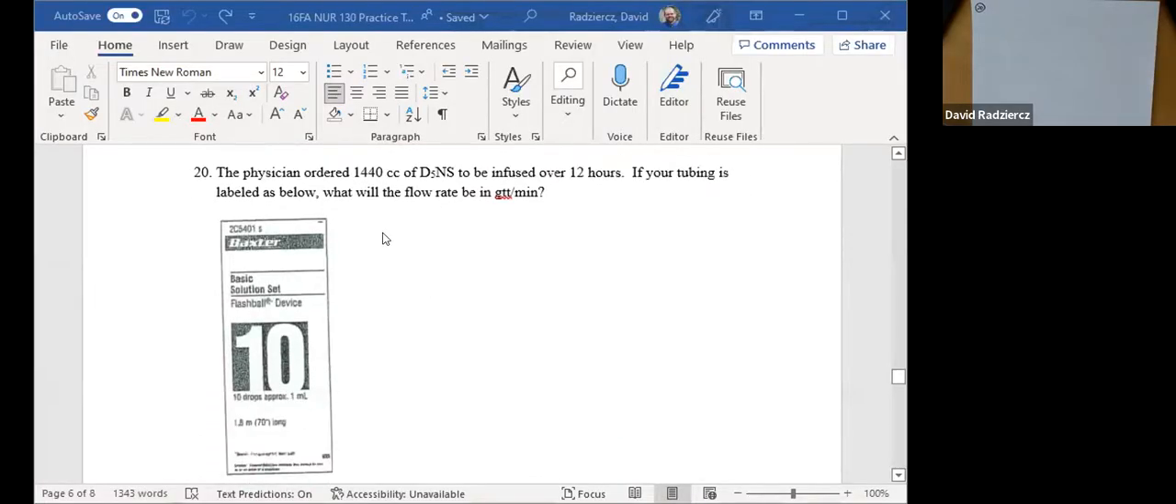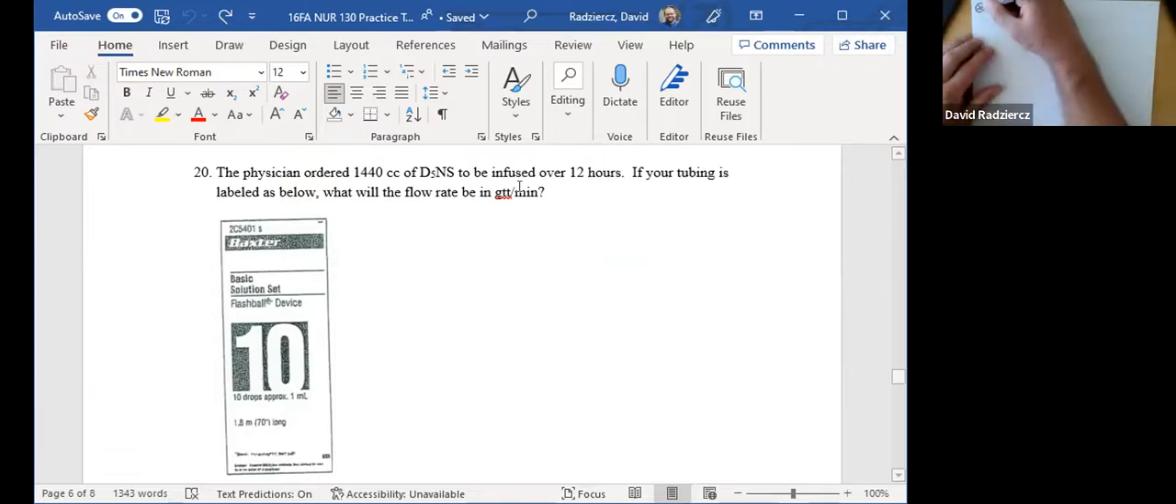So number 20 says the physician ordered 1440 cc's of dextrose 5% normal saline to be infused over 12 hours. If your tubing is labeled as below, what will the flow rate be in drops per minute? So the important information that we need to know is our total volume, the 1440 cc's. We need to know that it's infusing over 12 hours.